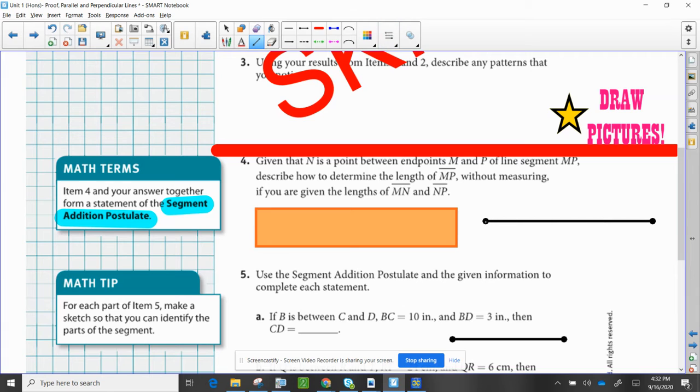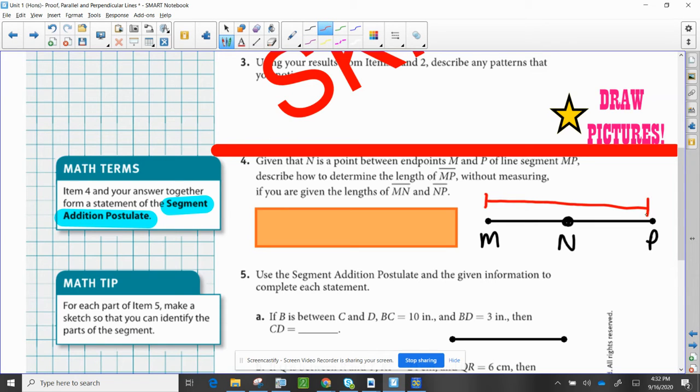So let's look at a line segment here. They said we have line segment MP. And they tell us that N is a point between those 2 points. So we have N. They're asking you to describe how you would find the length of this total segment without measuring, but you know the length of NP and you know the length of MN. So how would you find the length of the total segment if you only know the length of the 2 little parts in between?